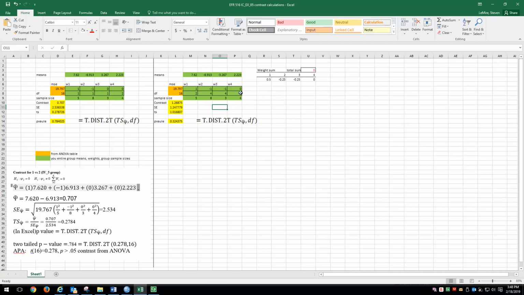So these were my weights here, and there's a little weight check. Here are the weights, and you put them in here: 1/2, -1/4, -1/4, and 0. And here they sum, and if that's equal to 0, then you're okay with your weights. And here is the sample size right there. You need your sample size for your groups, and then it'll do all the calculations for you.